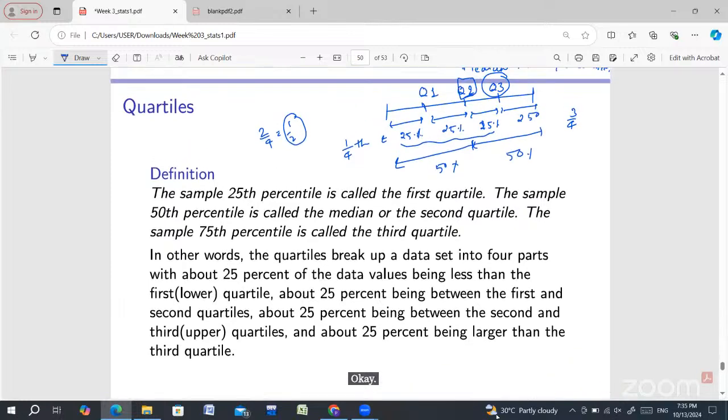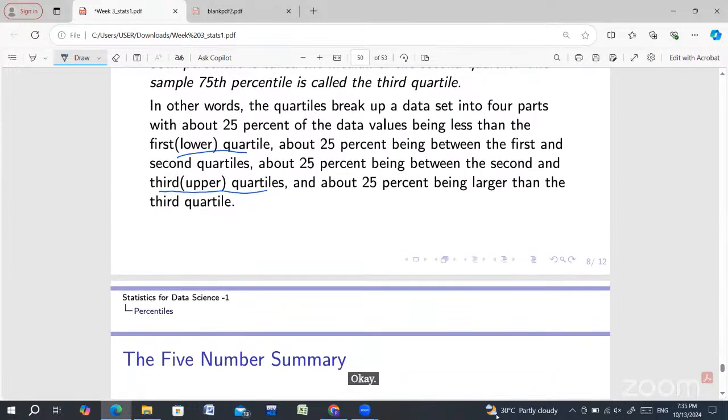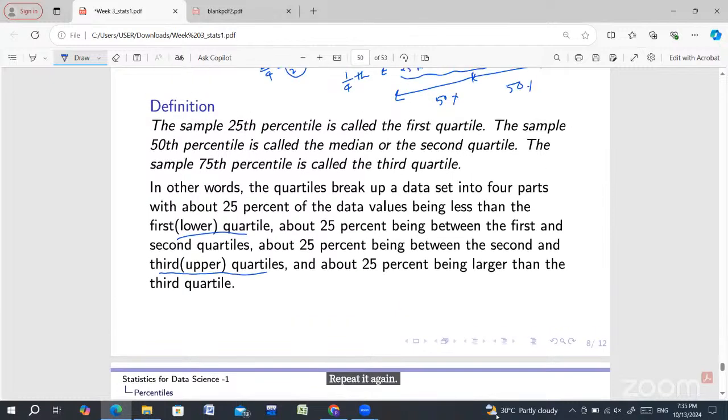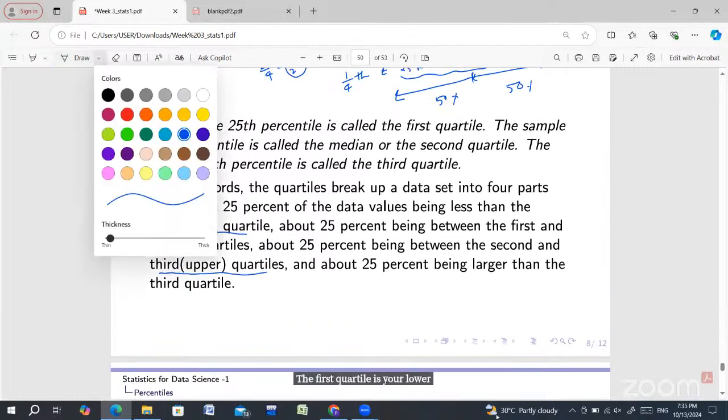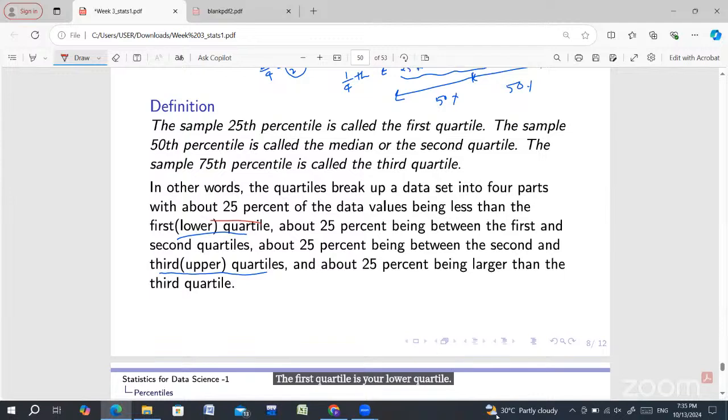Also, this first quartile is called the lower quartile, and the third quartile is known as the upper quartile. The first quartile is your lower quartile, and your third quartile is called the upper quartile.